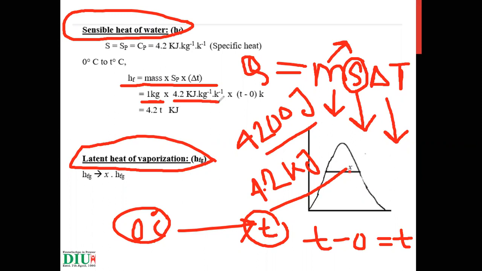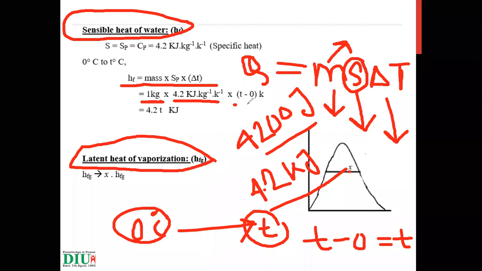Should I tell what is specific heat? No, sir, I know that. Okay, the specific heat is basically that for 1 kg of water, if you want to increase the temperature by 1 degree Kelvin, then you need 4200 joule of heat energy. That is the specific heat, my student.